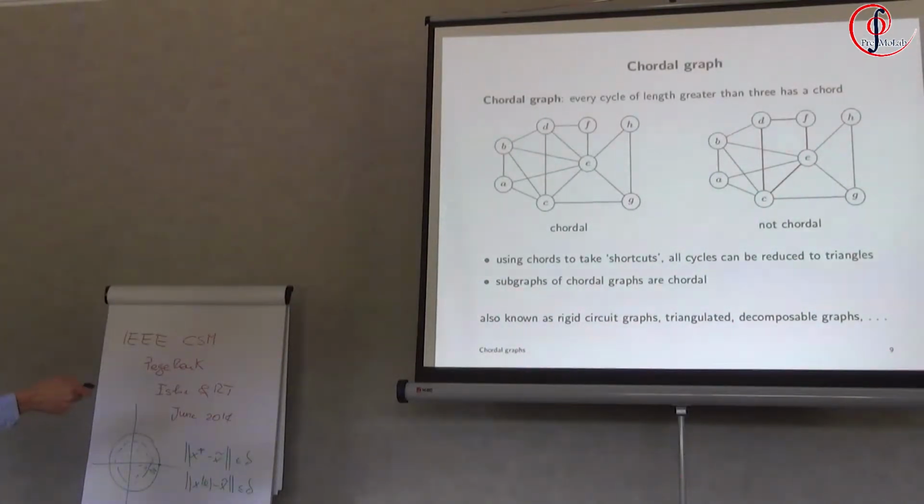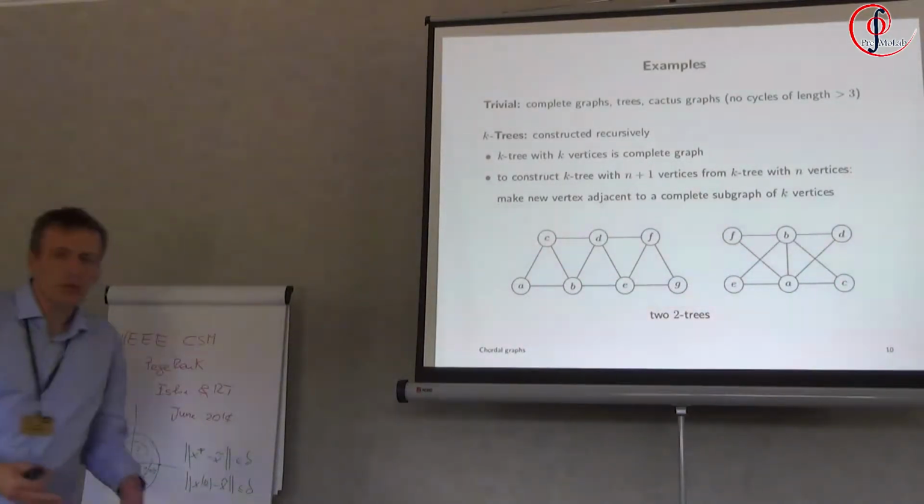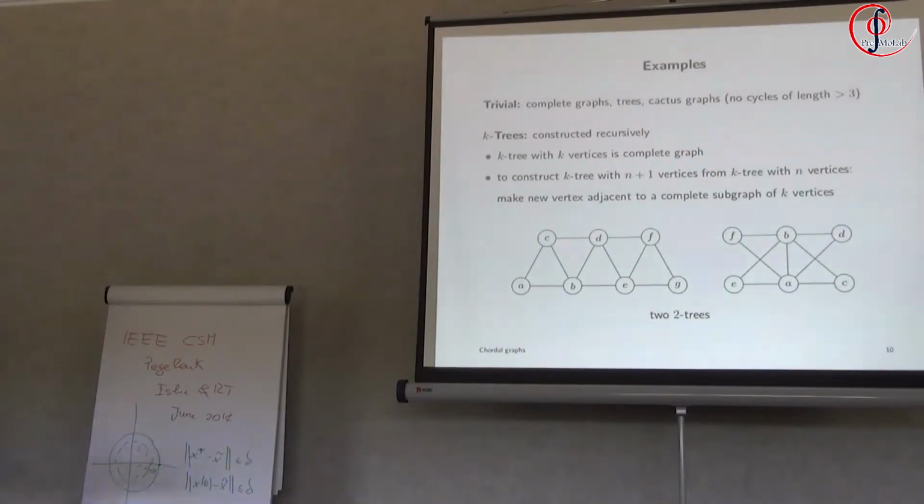An important property, that's sort of immediate from the definition, is that a subgraph of a chordal graph is chordal, because cycles in the subgraph are cycles in the original graph as well. So that's a chordal graph. Some examples are some trivial examples. Obviously a tree is chordal because there are no cycles. A cactus graph is a graph with no cycles of length greater than 3, so obviously that's chordal.